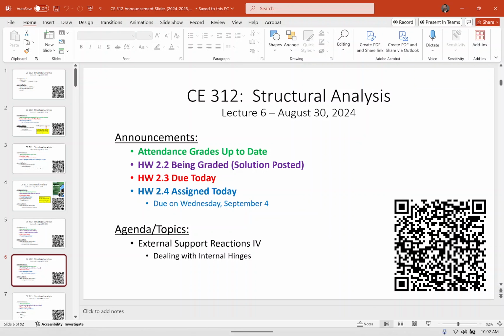Welcome to lecture 6 and our last lecture before our long weekend, right? Because we don't have class on Monday. How did the concentrated moment assignment go? I imagine that the hardest part wasn't the concentrated moments; it was in distributed loads. So, did that go well? Okay, I'll take that as we hope it went well.